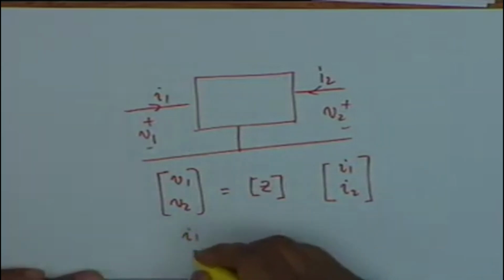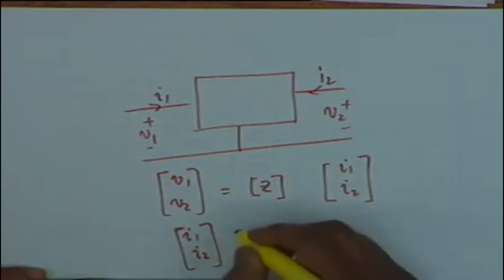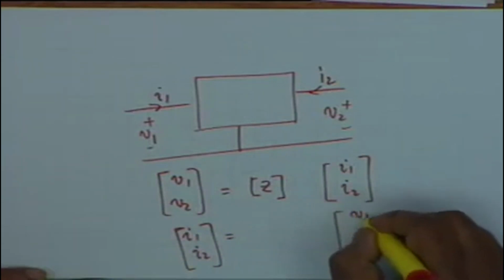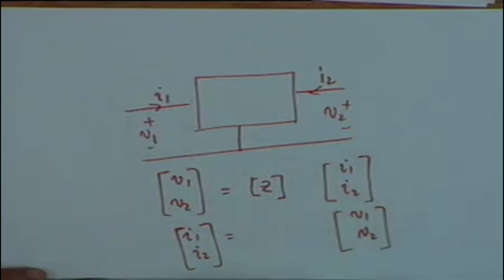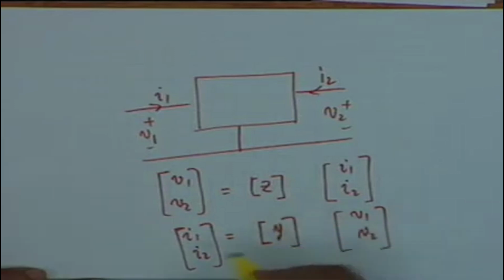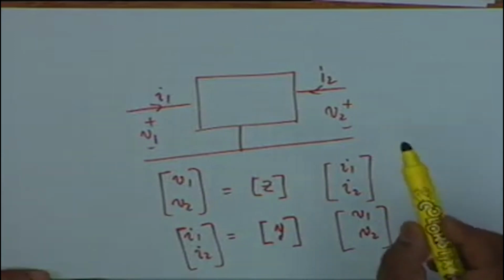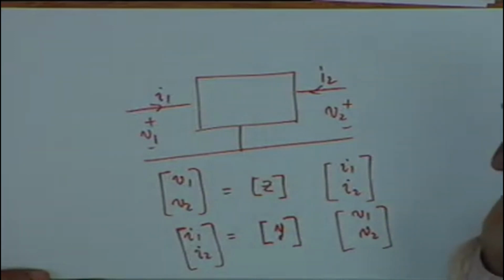On the other hand, if I take I1 I2 as the dependent variables and V1 V2 as the independent variables, then the parameters that come into effect are the short circuit admittance parameters or small y parameters. There is a third way which has been found very effective for transistors, and these are the hybrid parameters.